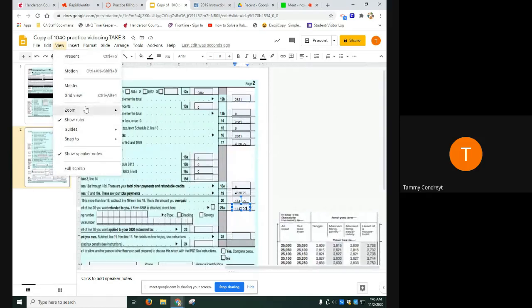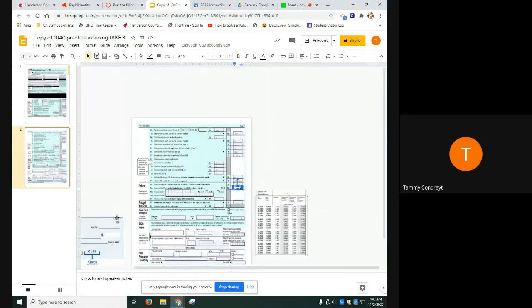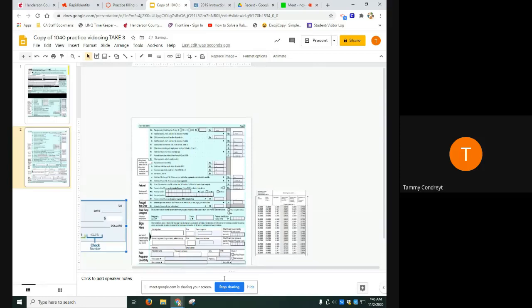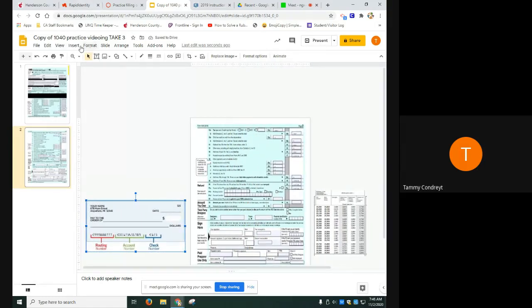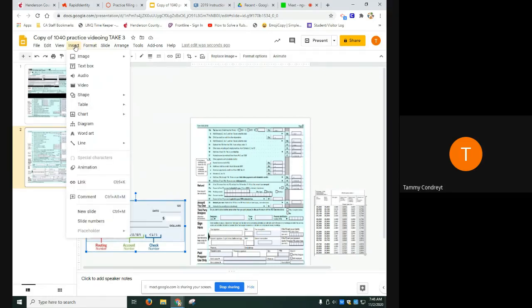let me zoom back out. I put a check over here. And on that check is a routing number. And on that check is an account number. So I can show you where you would find that information. And if you don't have checks to look at, you can always get your bank to print that out for you.